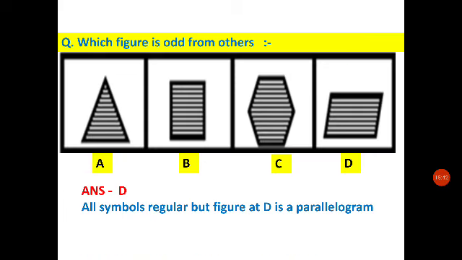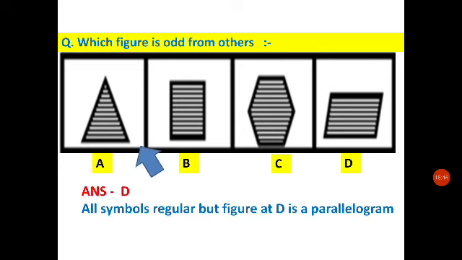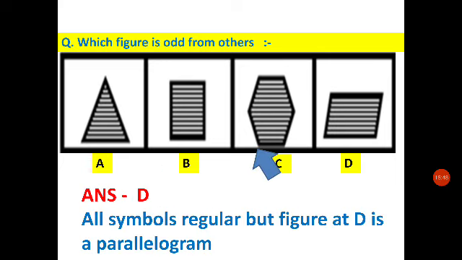Now same, which figure is odd from others? A, B, C, D. The answer is D, because all other figures are regular but figure D is a parallelogram. So this is our answer.